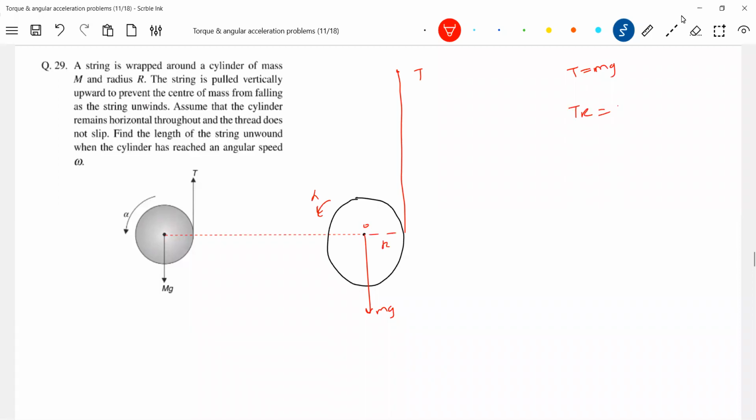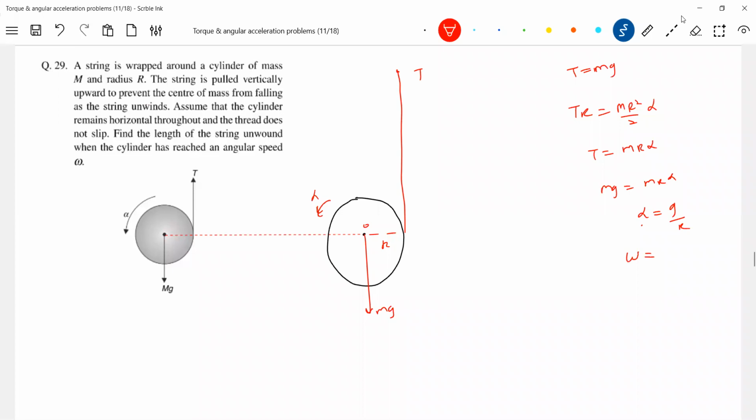So T into R is the cylinder's m r square by 2 into alpha. So T is equal to mr alpha. And what is T? T equals mg. So mg equals mr alpha. So alpha is equal to g by r. Then, find the length of string unwound when the cylinder has reached an angular speed omega. It's having angular acceleration alpha.